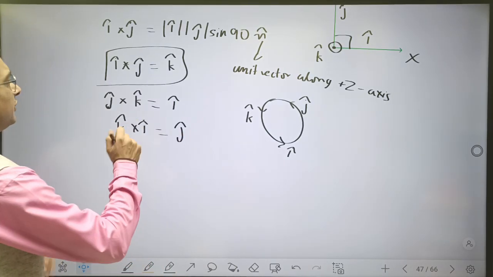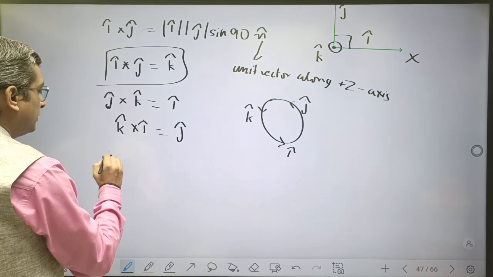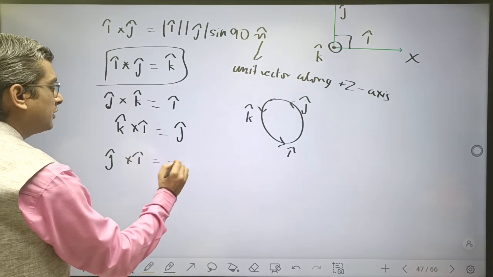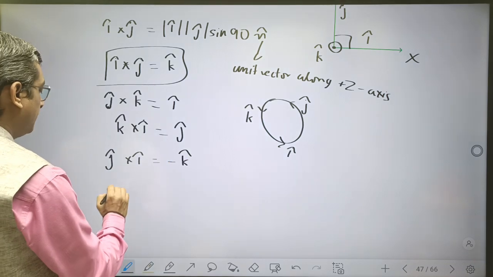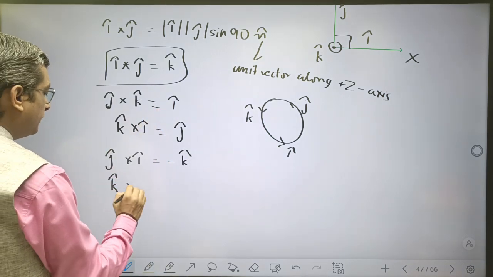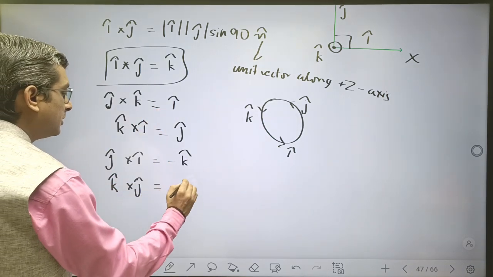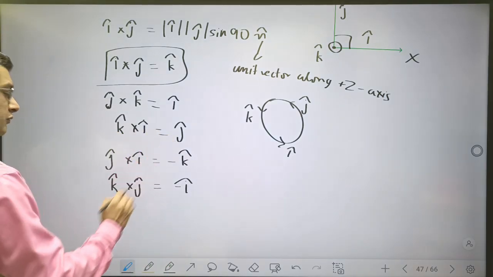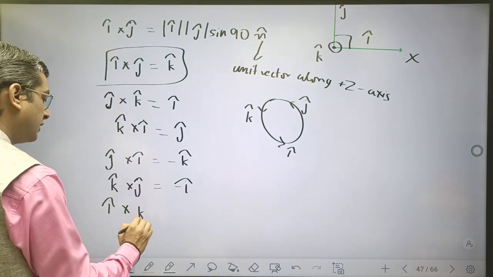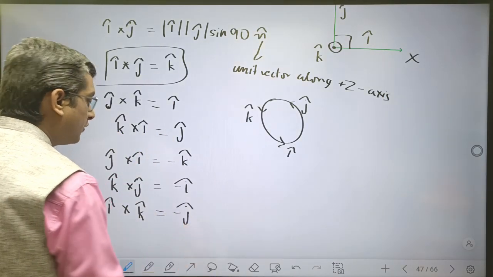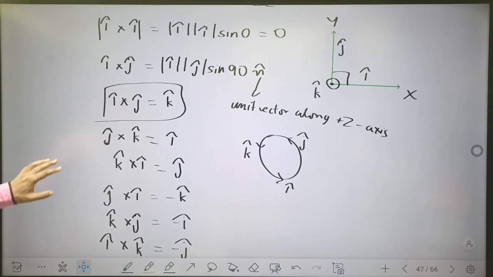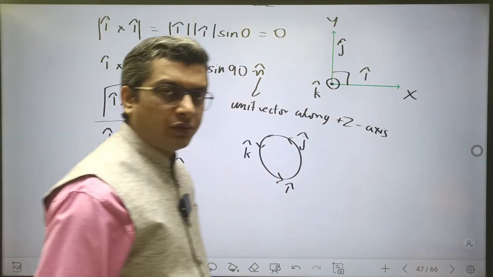Now if you reverse the pattern, that i cross j is equal to k, then j cross i will become equal to minus k. j cross k is equal to i, then k cross j is equal to minus i, and k cross i is equal to j. It means that i cross k is equal to minus of j. So in this way you can find the cross product of unit vectors.